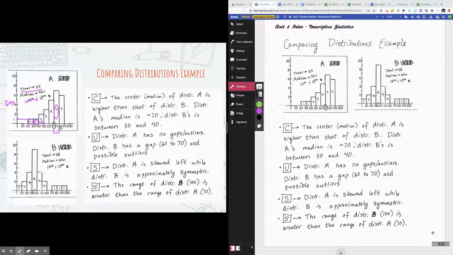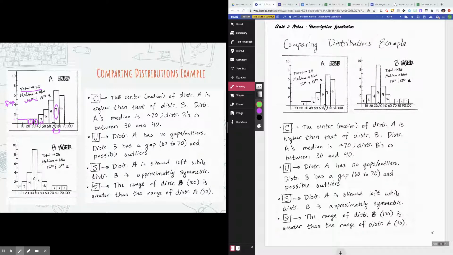So it's somewhere between 70 and 80. We don't know exactly where, but we can at least make a guess, okay? So that's how you can figure out and write about center using a histogram. So here's my comparative distribution example.